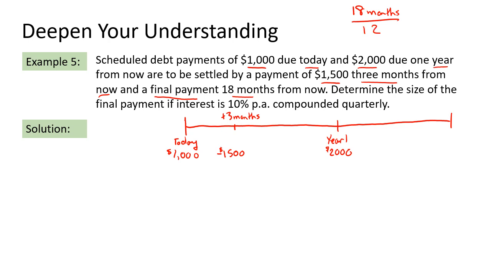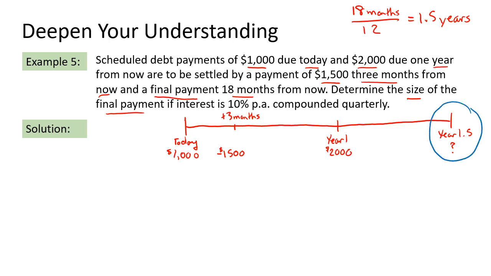Converting that to years, divide it by 12, 12 months in a year. That's 1.5 years. So I'm going to say here, year 1.5. We don't know what that payment is. So in the question, it's looking at the size of the final payment. That means that your focal date is this year 1.5.